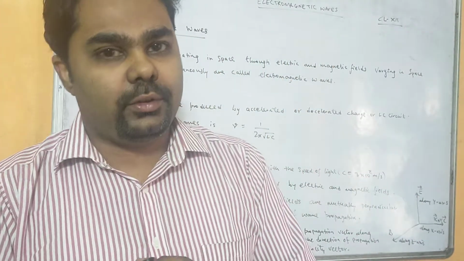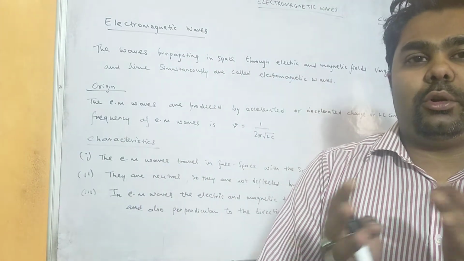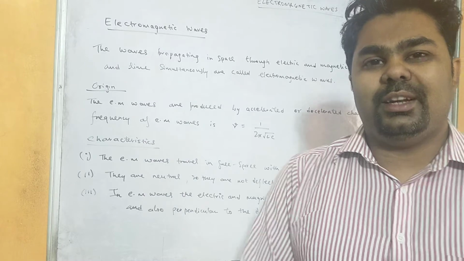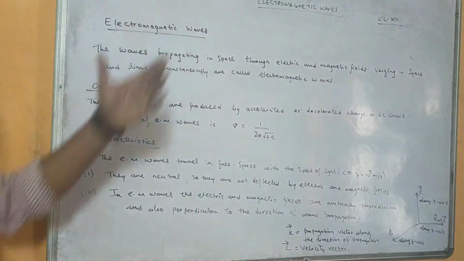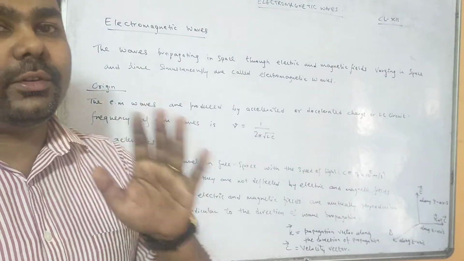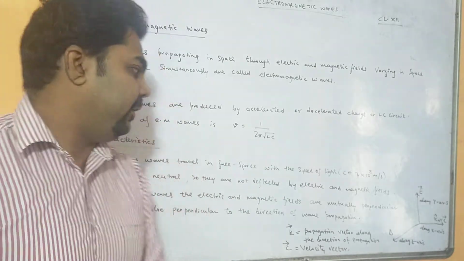So what is the origin of these EM waves? These EM waves are produced by an accelerated or decelerated charge or by an AC circuit, that is, an LC circuit. Now let's see what the characteristics of these electromagnetic waves are. The first characteristic is that they are transverse in nature, and they travel with the speed of light.